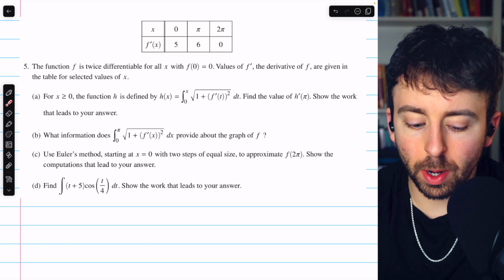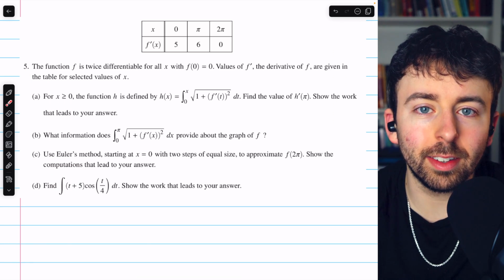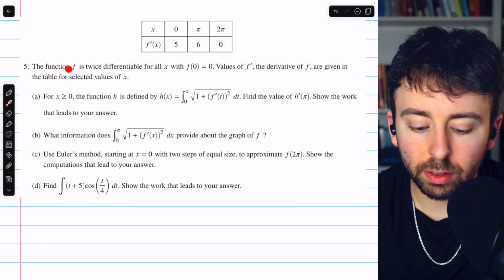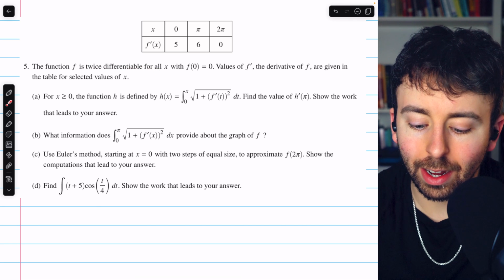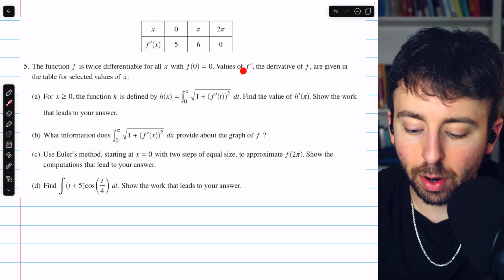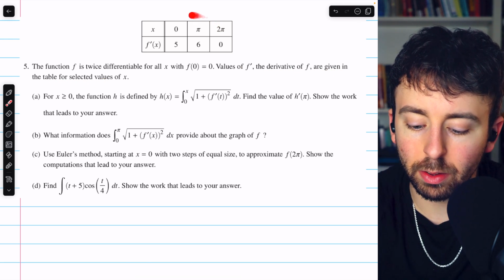This is free response question 5 from the 2024 AP Calc BC exam. This is part of the no calculator section. The function f is twice differentiable for all x with f of 0 equal to 0. Values of f prime, the derivative of f, are given in the table for selected values of x, which we see here.